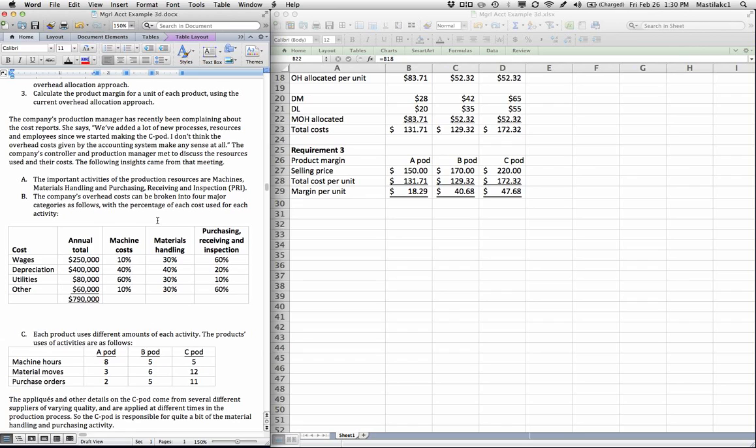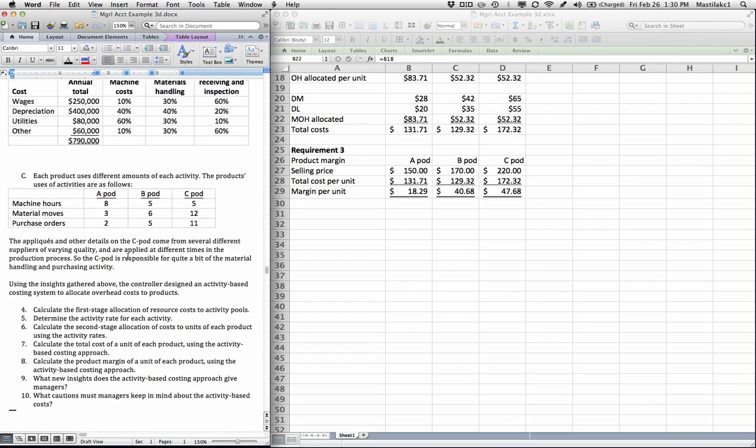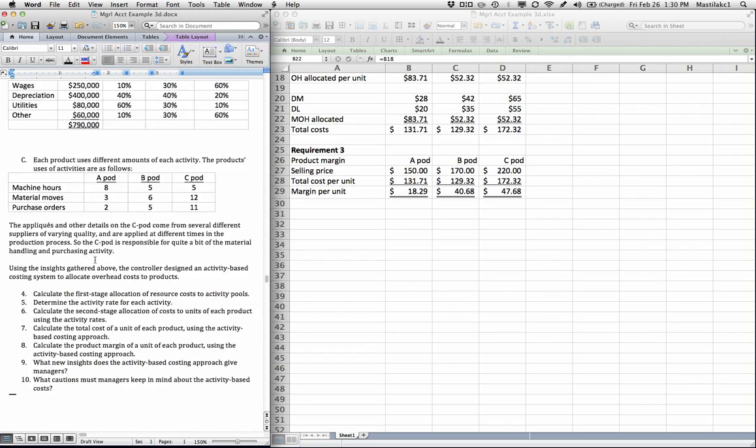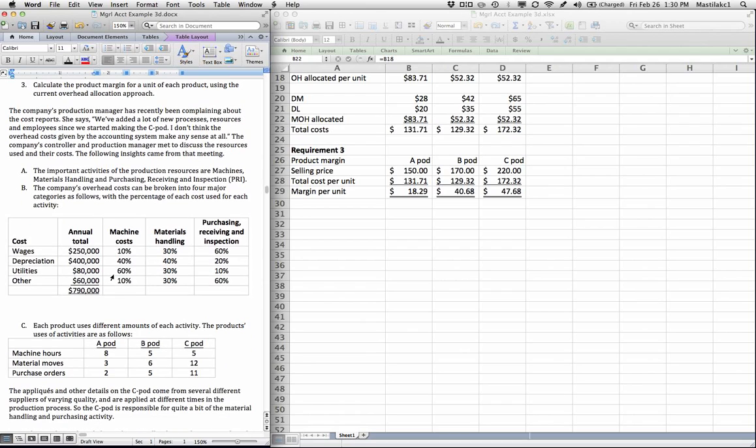And by the way, this wouldn't really just be one meeting. This would be months and months of investigation and determination and trying to figure out the best way to understand these costs. So a whole bunch of time, thousands of labor hours would have gone into all the work we came up with in the rest of this problem. So don't underestimate the difficulty of trying to implement one of these activity-based costing approaches. But let's see what we found out.